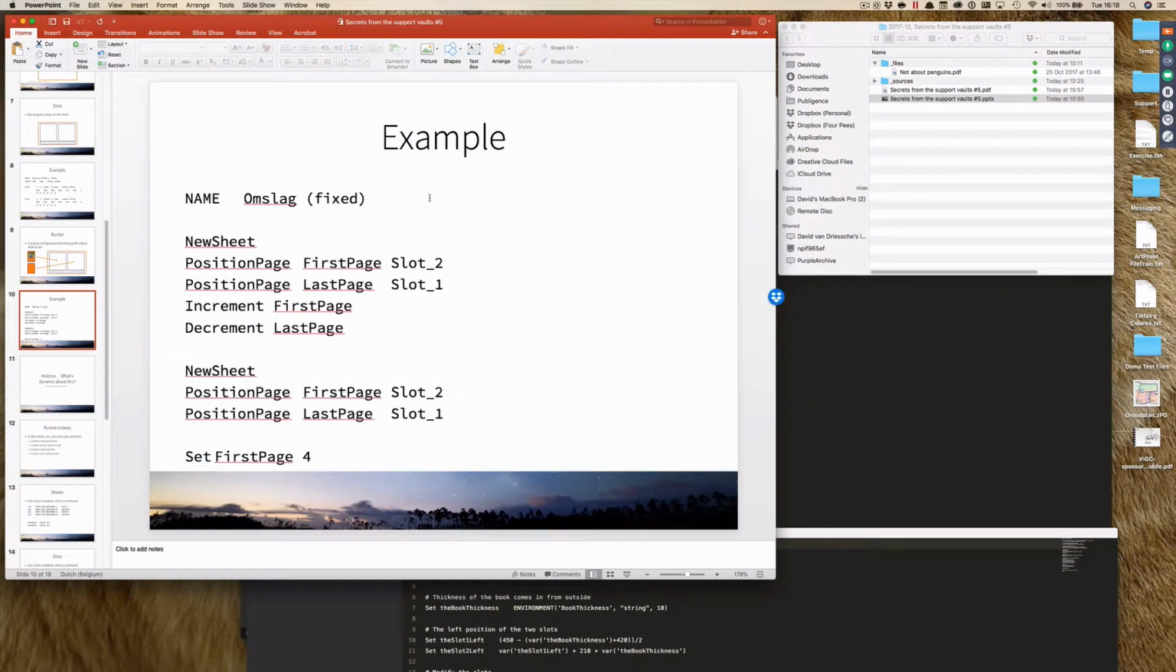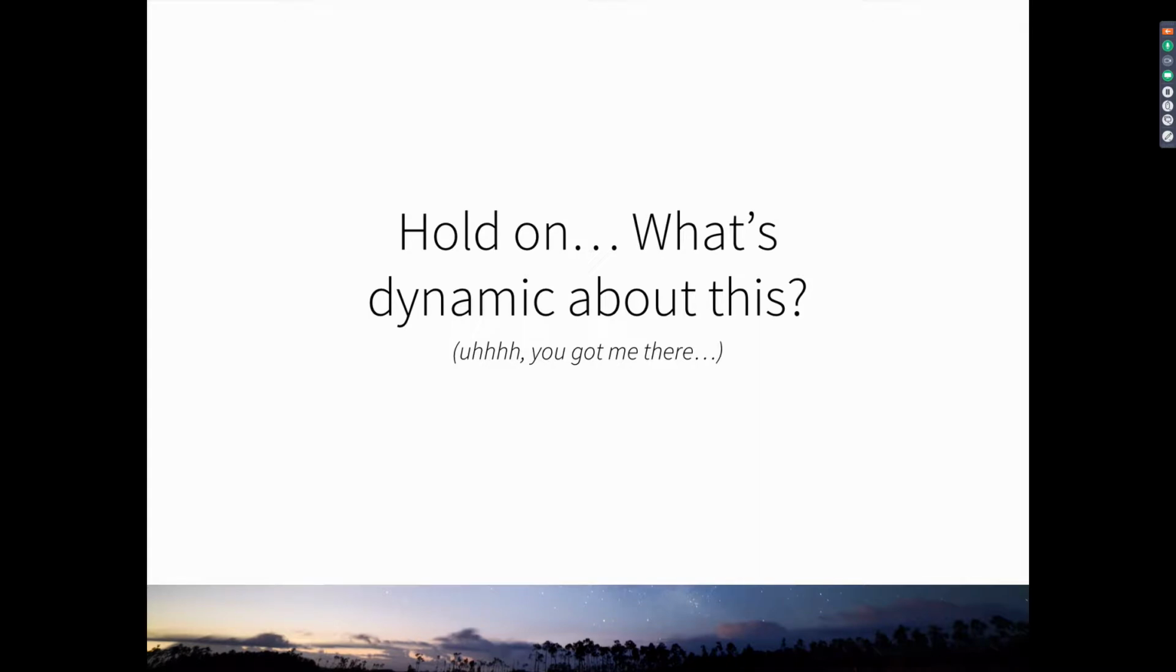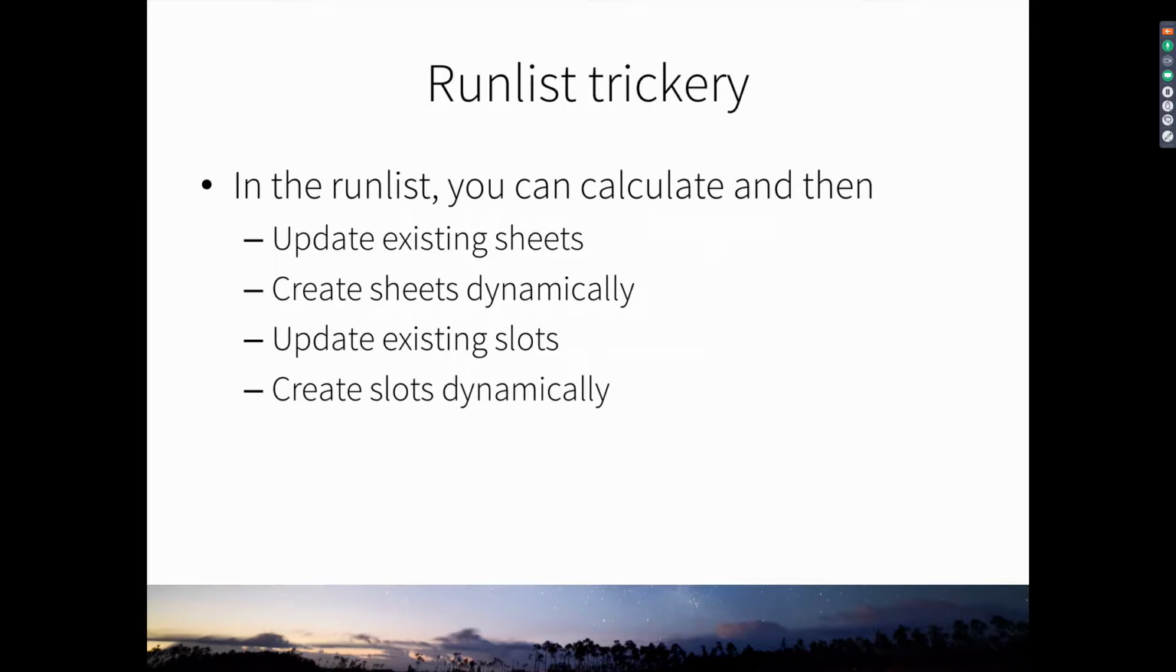Well, I hope anyway. So let me go back to the presentation, and so far, of course, there is nothing that is dynamic about this whole thing, and we'll change that. How do you create dynamic impositions? The trick is that in the run list, you can actually calculate.